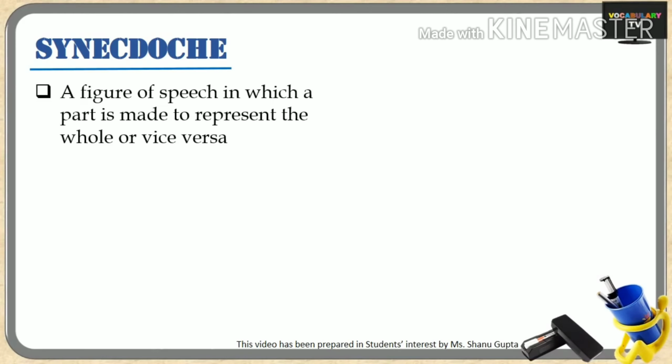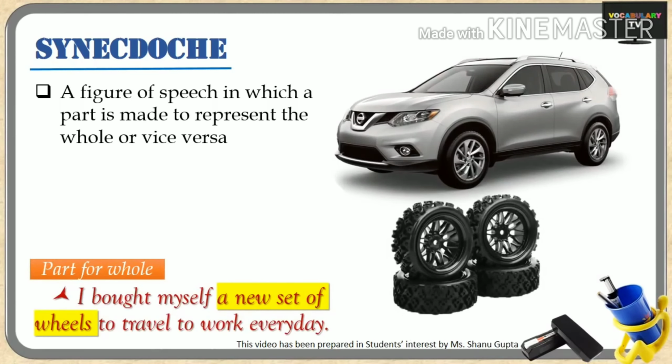Synecdoche is a figure of speech in which a part is made to represent the whole, or vice versa. For example, we can use the term a set of wheels to refer to a car, of which the wheels are just a part. In saying that I bought myself a new set of wheels to travel to work every day, it is well understood that we are referring to a car.